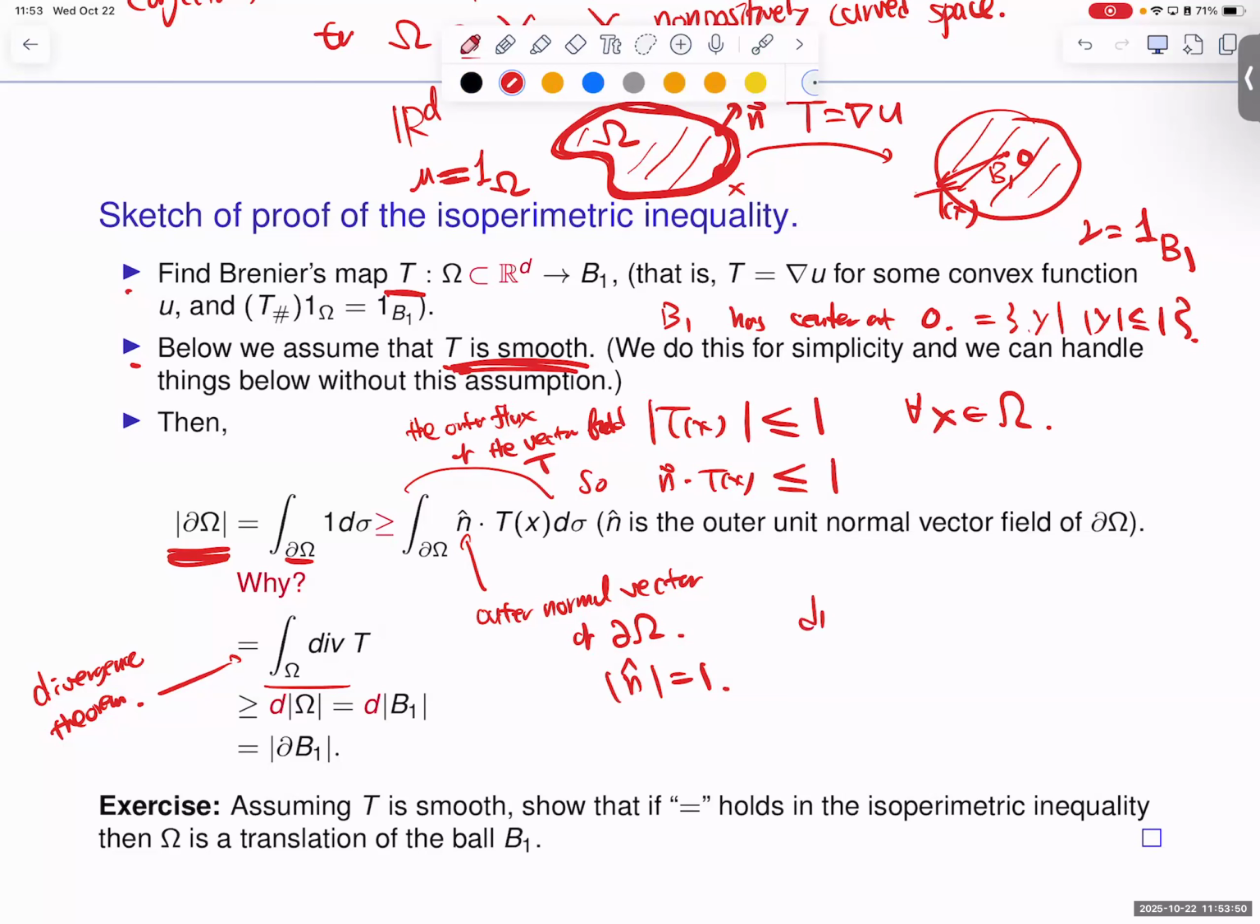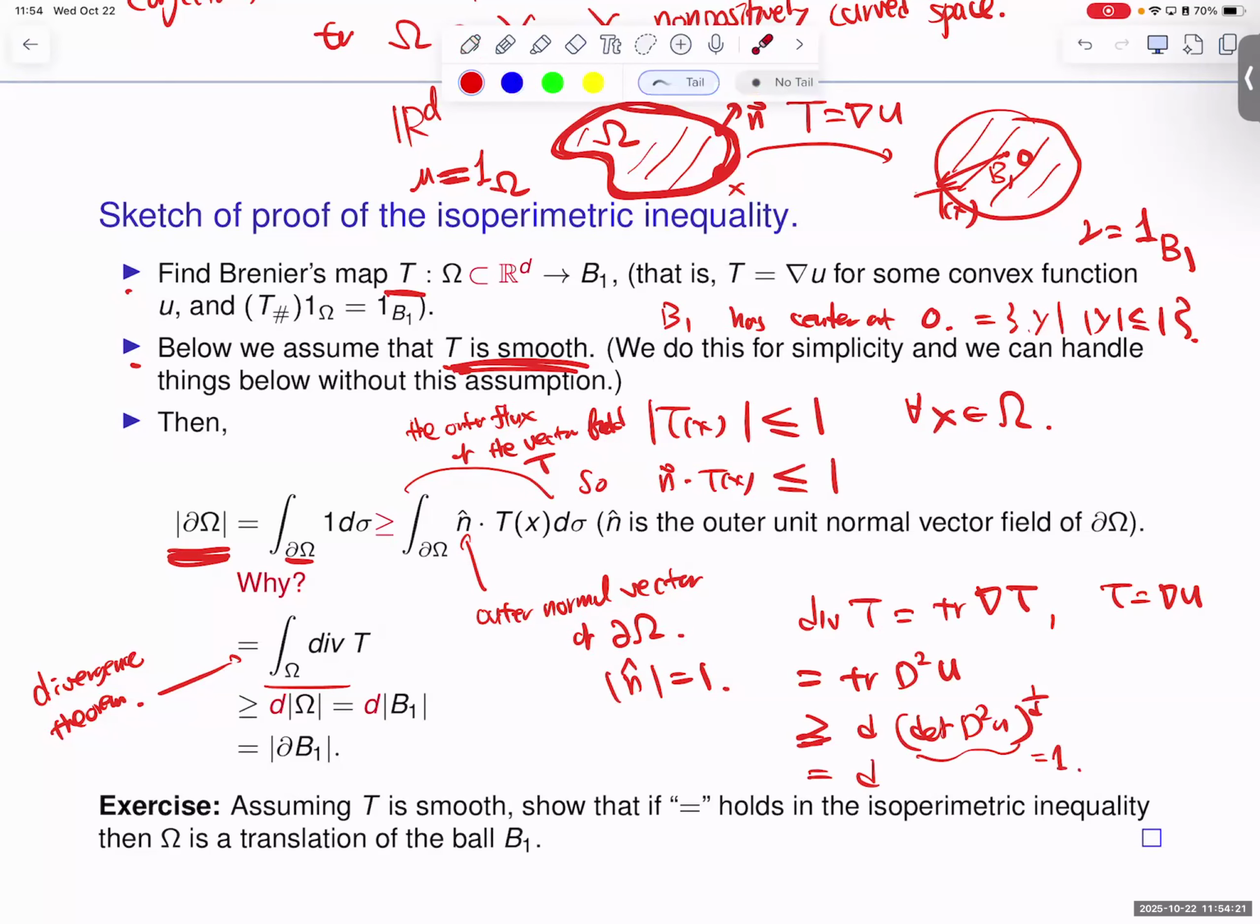And the divergence of T is the trace of gradient of T, but that is the trace of Hessian of U, because T was gradient U. But the trace of Hessian of U is bigger than or equal to D times the determinant of Hessian of U to the power 1 over D. But this was just 1 in our case. So the trace of Hessian of U is bigger than or equal to D. So this part is bigger than or equal to D.